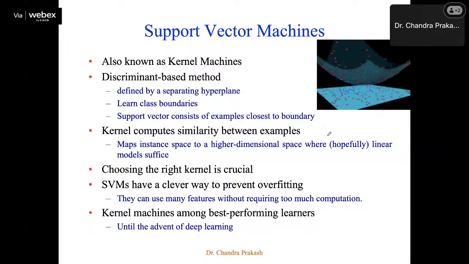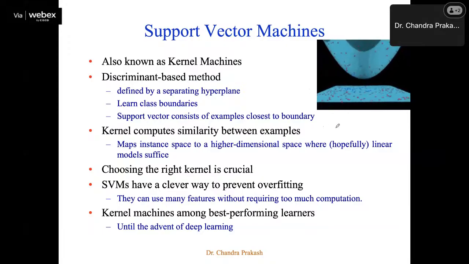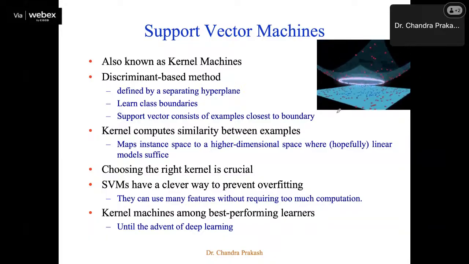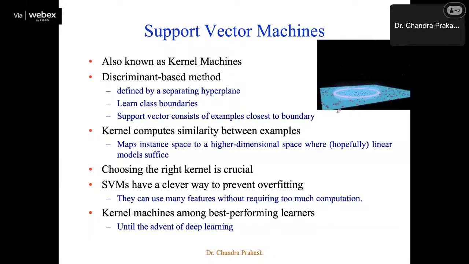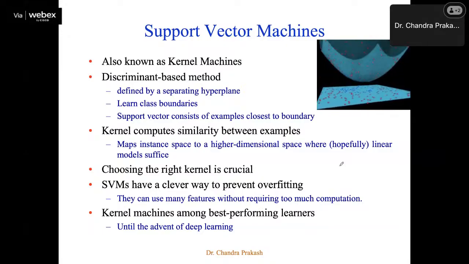So what we want is to map the instance space to a higher dimensional space where some linear method is sufficient to divide it, right? So defining that kernel function is a crucial factor in SVM. We will discuss how to decide that. SVM has a clever way to prevent overfitting. It can use many features without requiring too much computation, right? And it was among the best performing classifiers before deep learning, as I was telling.